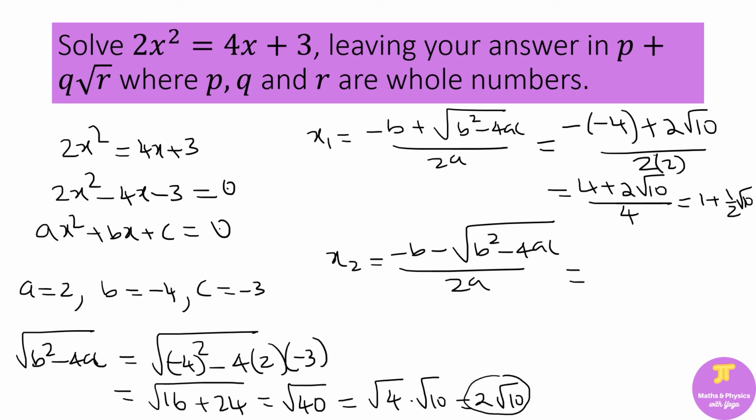If you repeat the same thing for the second one, what you get is 1 minus half of the square root of 10. This is the answer to the question. We need to change this question slightly because it should say whole numbers or fractions.